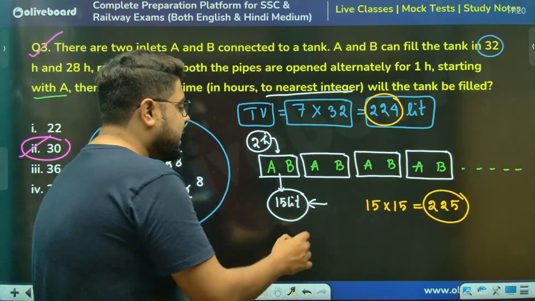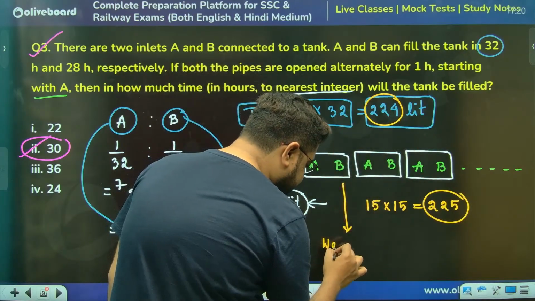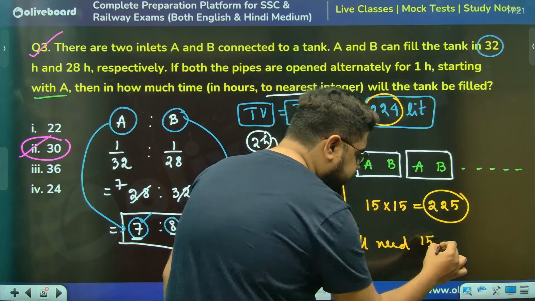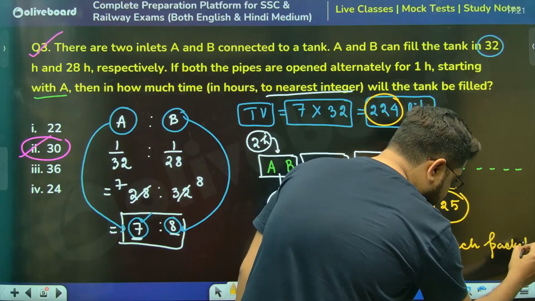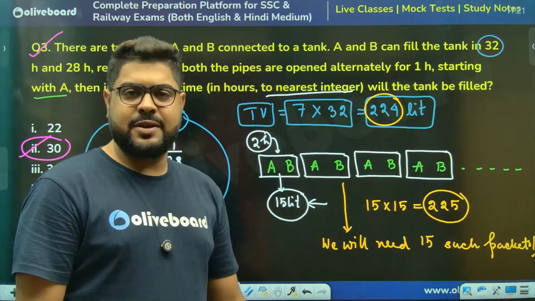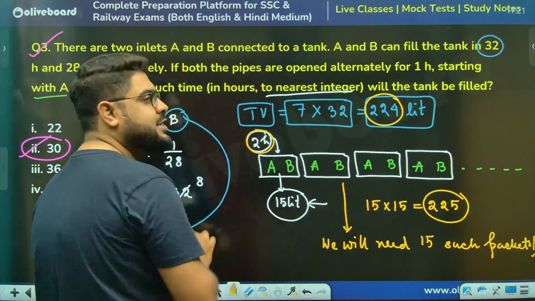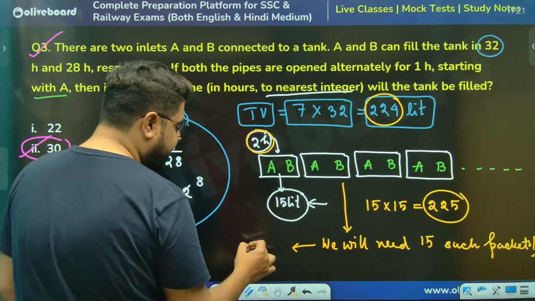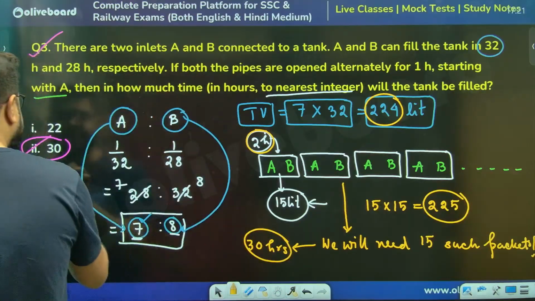So can I say that to fill this tank, approximately we will need 15 such packets? 15 into 15 is 225. Every packet was of 2 hours, so total time will be how much? 15 packets, every packet 2 hours, 15 packets will be 30 hours. That is your answer, option number 2.